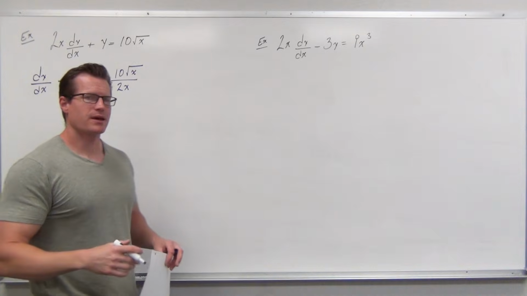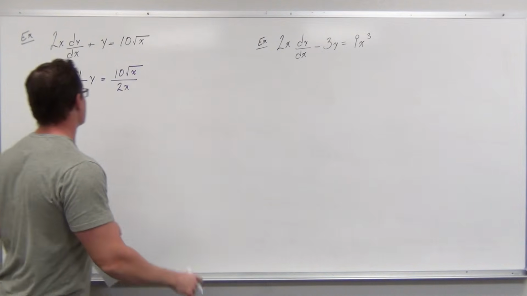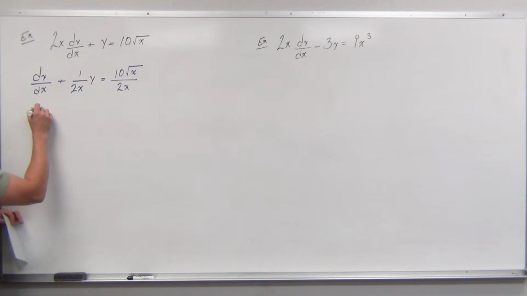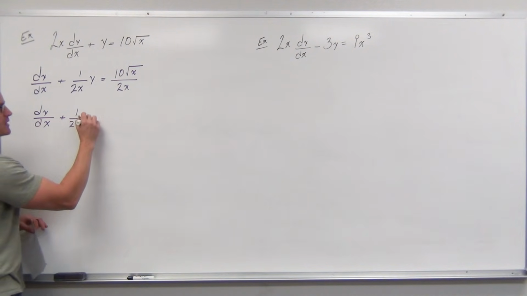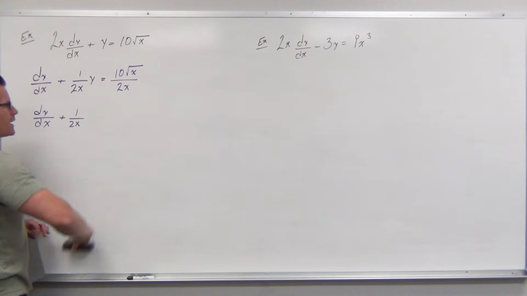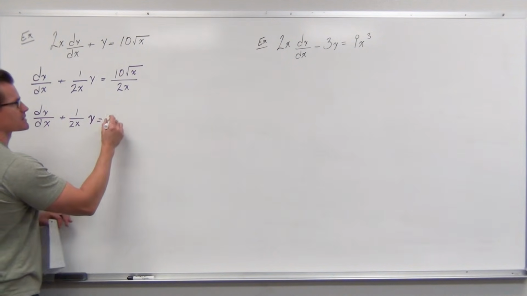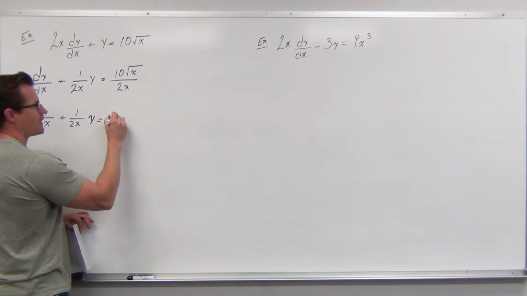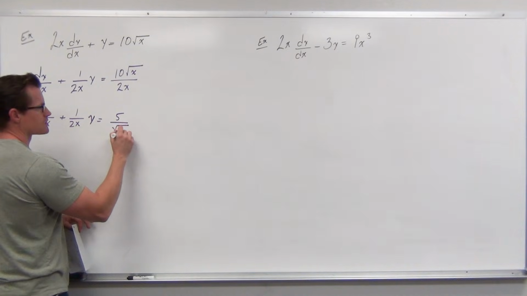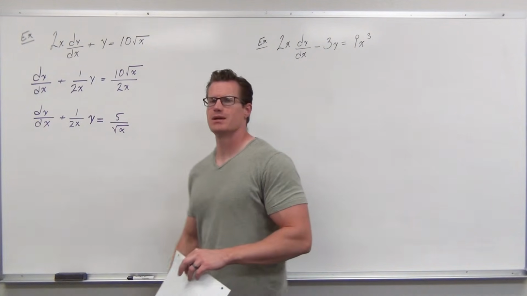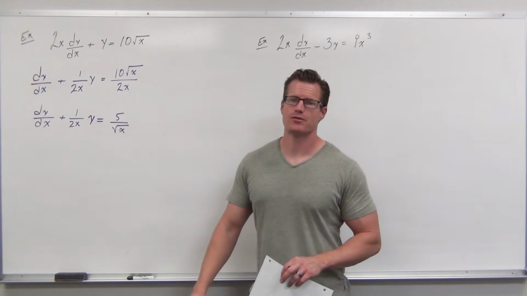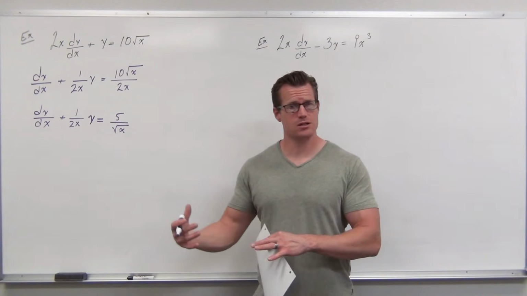Then before we do anything else, we're going to simplify. So if we can simplify this side at least, then dy dx, that looks really good. That's by itself. We have plus 1 over 2x, no problem. That's our p. We have our y. On the right-hand side, we would get 5 over the square root of x. I know that's kind of improper to write that, but I'm going to leave it there because chances are that's going to simplify whenever we find our rho of x and start multiplying.